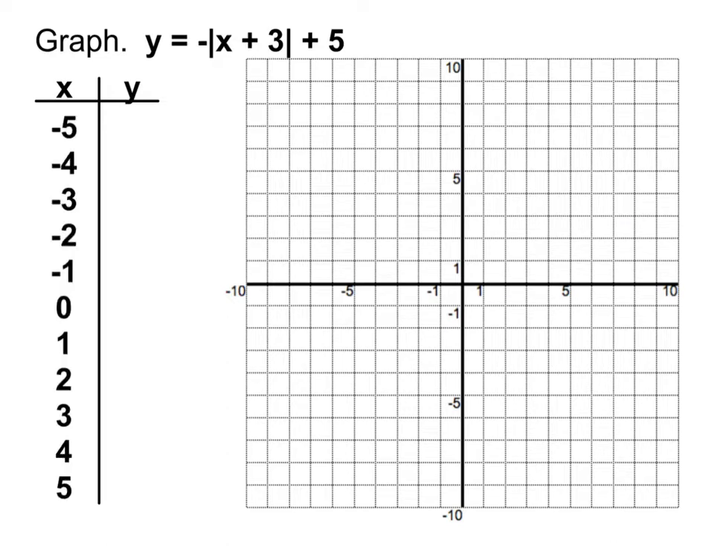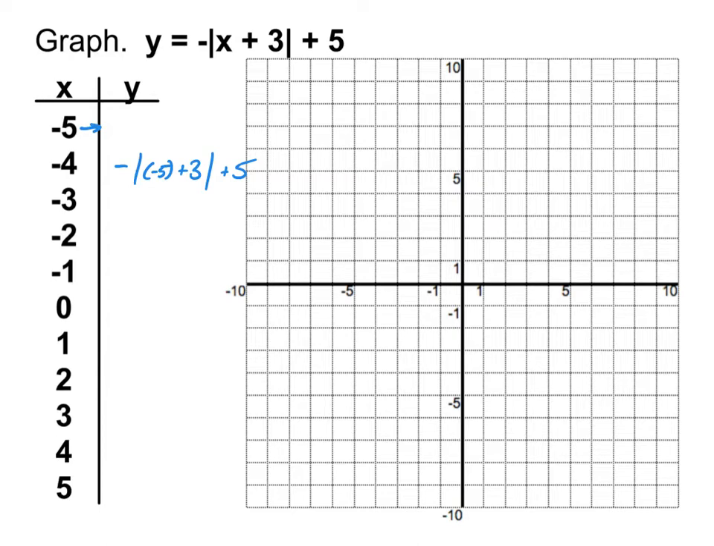I'm just going to grab the numbers from -5 to 5. Nothing magical about choosing those in particular. So now I'm going to figure out what the y value is that goes with each of those. Well, let's go ahead and do the -5 first. So in order to figure that out, I'm going to have to do -5. I'm going to put in parentheses, so that's what I plugged in. +3, and the absolute value, then +5.